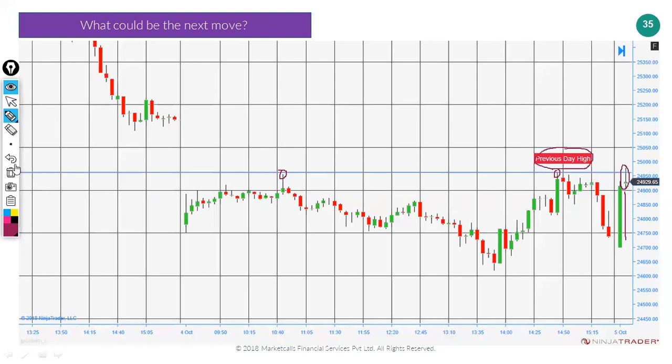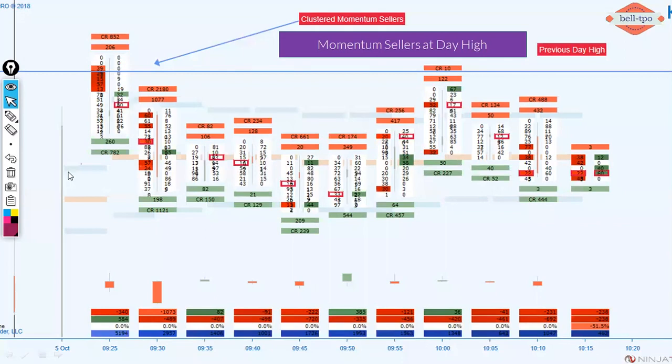But let's look at what it would look like from the order flow perspective. Let's see the slide. If you look at the order flow slide, you would see that when the price goes up to the previous day high, you are seeing a lot of momentum sellers.